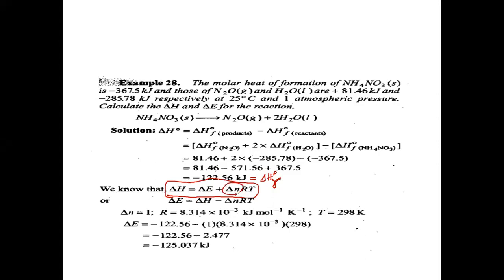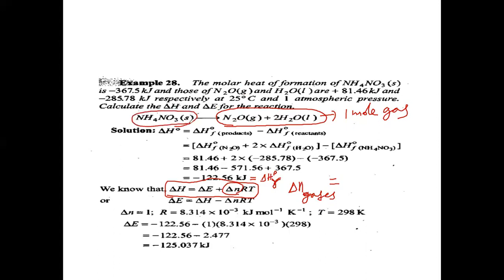Here delta n is for gases only, remember. Delta n for gases is equal to what formula here? Number of moles of product gases minus number of moles of reactant gases. Tell me now, in products how many moles of gases are there? 1 mole. Here H2O is liquid, but N2O is gas. So 1 mole of gas is there on the product side.